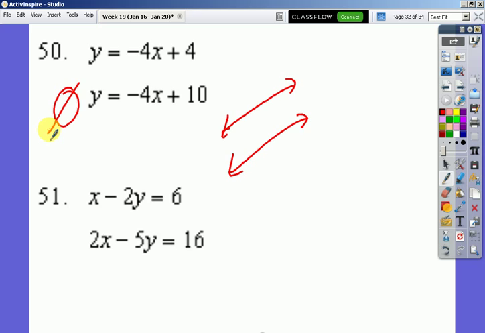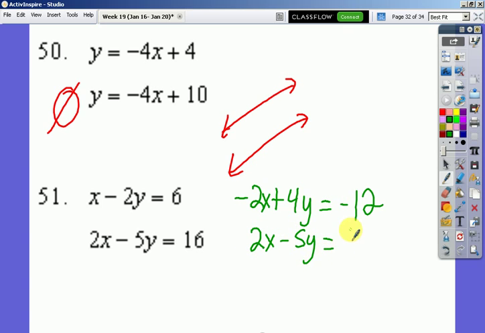Okay. The next one. Did you use substitution or elimination? Elimination. I did substitution, but we'll do elimination. So I'm guessing you eliminated the x. Yes. So I'm guessing you multiplied the top by negative 2. Yep. Alright, so let's do that. If I multiply the top by negative 2, I get negative 2x plus 4y equals negative 12. And then you have 2x minus 5y equals 16.